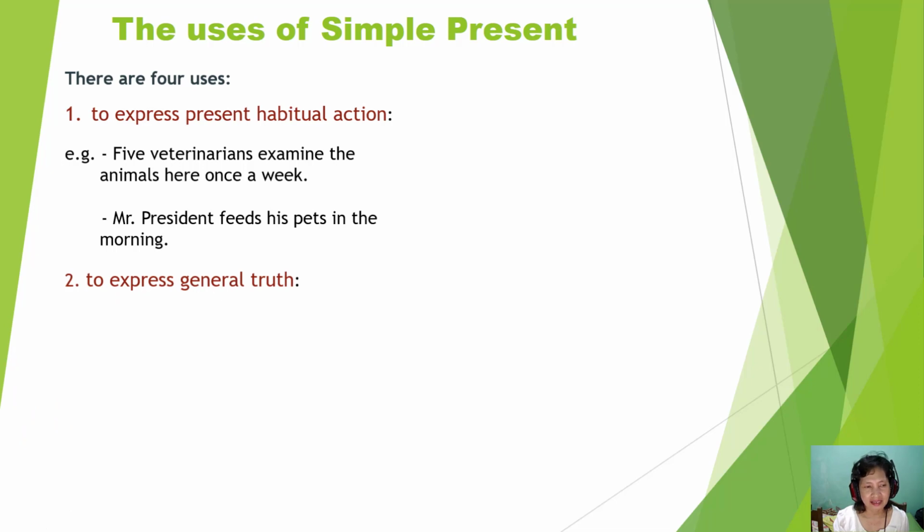And then the second is to express general truth. What is truth? Truth is a kind of fact that cannot be denied. And then general means that it is not personal or it doesn't relate to a group. Let's see the example. Cheetah is wild animal. Cheetah is a species, one kind of species of the animal.